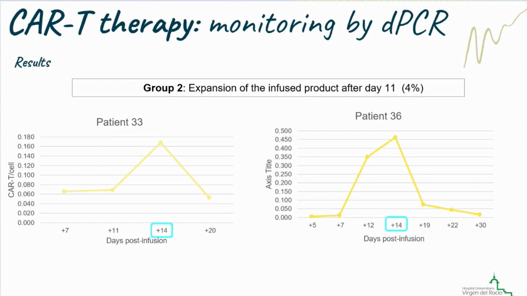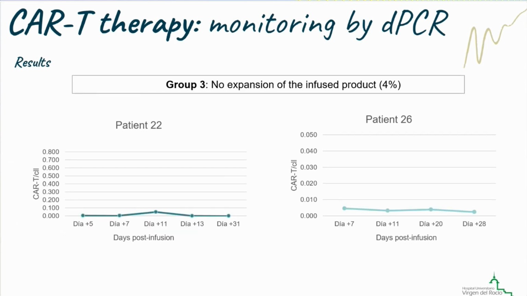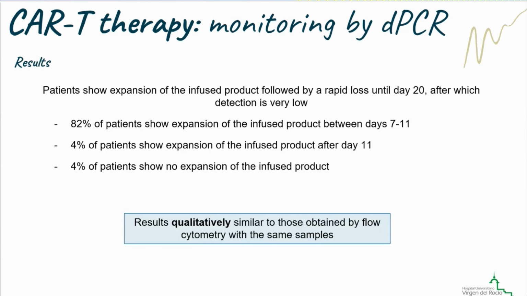Group 2, whose expansion of the infused product occurred after day 11. There are only 4% of the patients in this group, and here we have the typical curve of the expansion of this group. And finally, the third group presents no expansion of the infused product. Also, 4% of the patients are in this group.